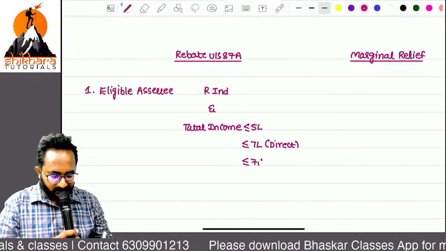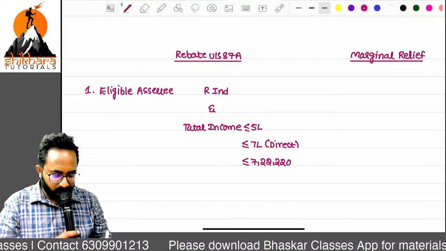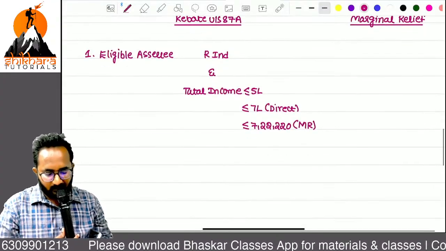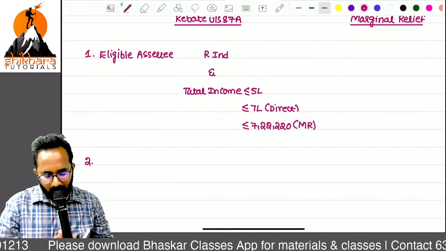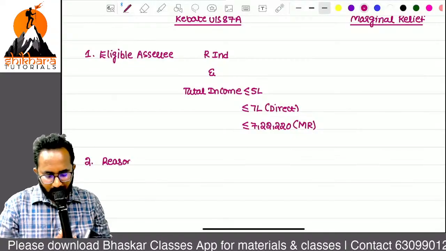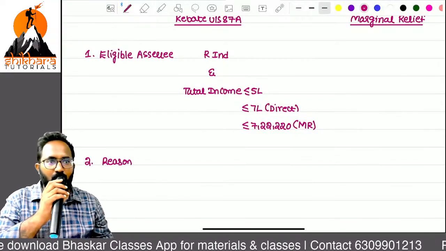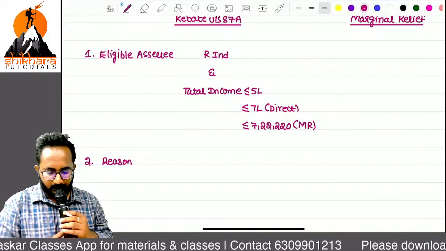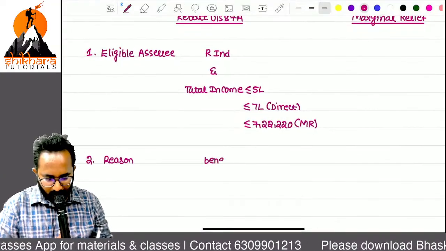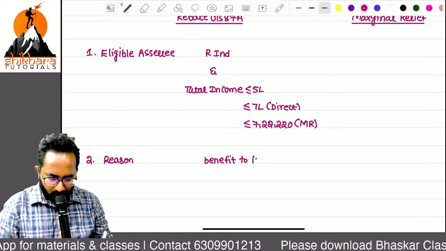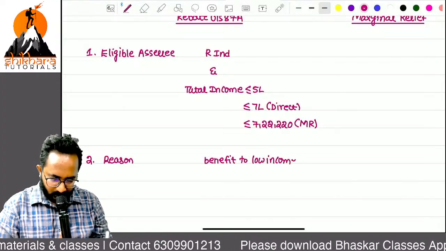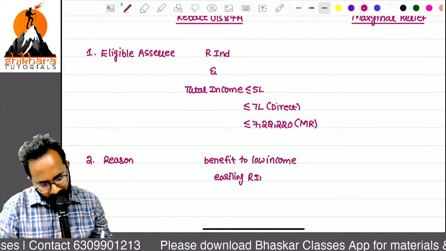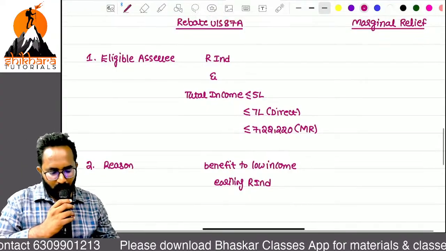If the total income is 7,22,220, it is by using which concept? Marginal relief concept. What is the reason why the rebate is provided? In order to provide the benefit to low income earning resident individuals.